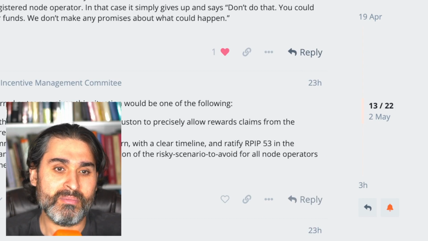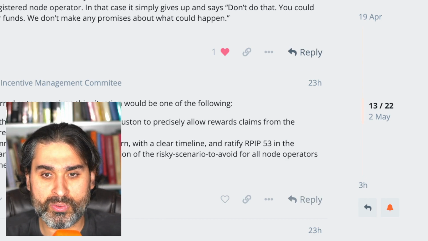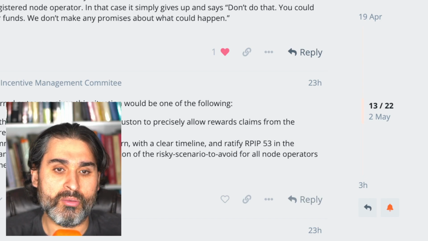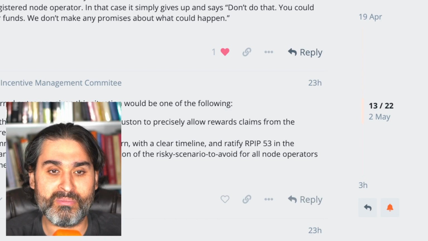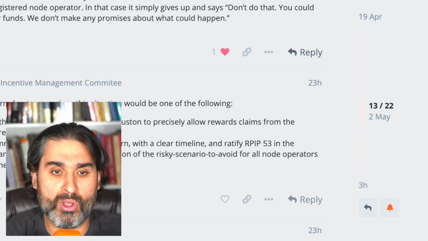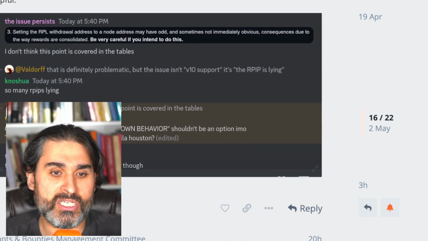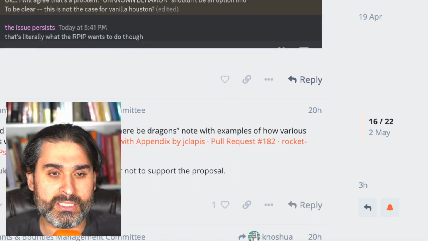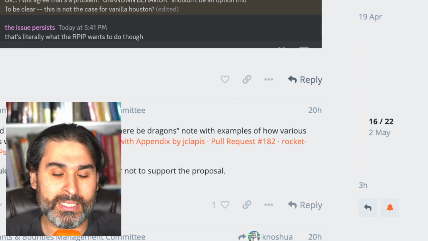So Ramana says, my preferred outcome given this situation would be one of the following: fix the contracts before deploying Houston to precisely allow reward claims from the correct addresses, or commit to fixing this problem in Saturn with a clear timeline, and ratify RPIP 53 in the meantime, and make a clear declaration of the risky scenario to be avoided for all node operators in the meantime. And then there was some more discussion here. Ramana shared a screenshot, and Joe says, I've added an appendix that replaces the Here Be Dragons note with an example of how various scenarios could play out. And then there's that information.